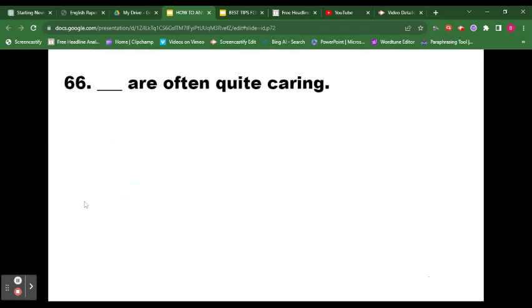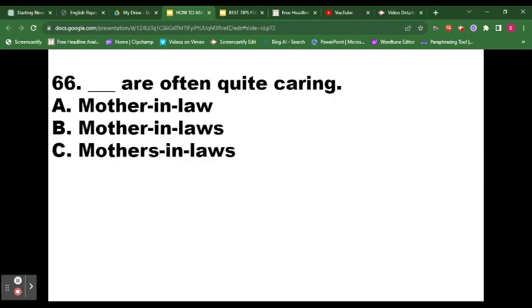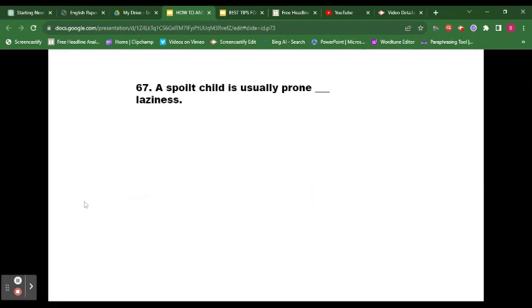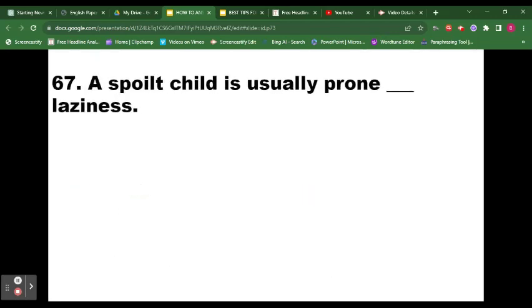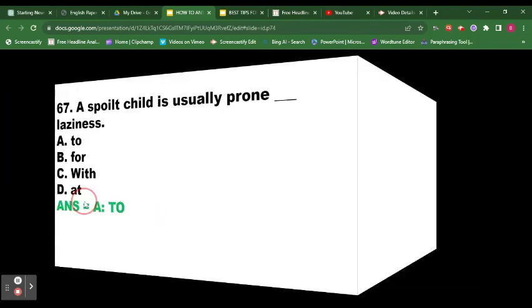Number 66. That dash are often carried. A, mother-in-law. B, mother-in-laws. C, mothers-in-laws. D, mothers-in-law. The correct option is D, mothers-in-law. 67. A spoiled child is usually prone dash laziness. A, to. B, for. C, with. D, at. You are prone to something. So A is the correct answer. A spoiled child is usually prone to laziness.